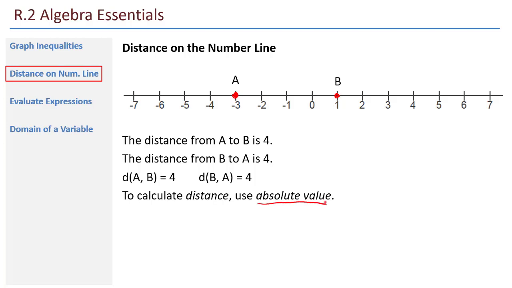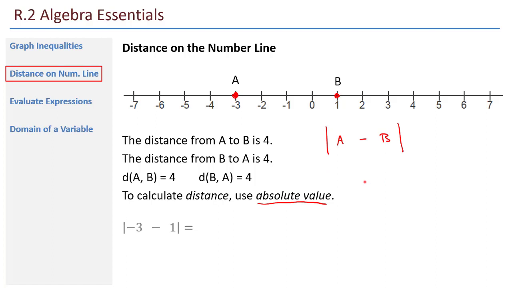In this situation, we use absolute value. In fact, this is the reason absolute value was invented, is to show distance on the number line. So the distance from A to B is going to be absolute value, A minus B. All I need to do is put those 2 numbers in there and take their difference, and the absolute value is going to show me the distance.